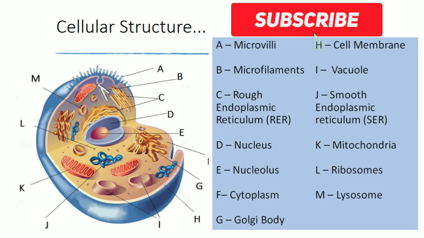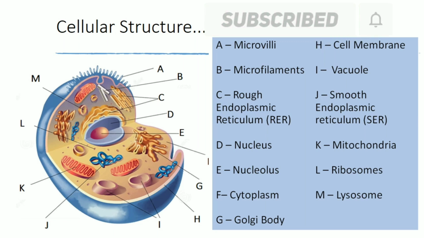H is the outer covering of the cell called the cell membrane or plasma membrane, that helps to move water and electrolytes from the cell and into the cell. So I is vacuole. J is smooth endoplasmic reticulum. And K is the power plant for the cell called mitochondria, and it is involved in developing energy. So that is very important for the cell. So L is ribosomes and M is the digestive organ called lysosomes.